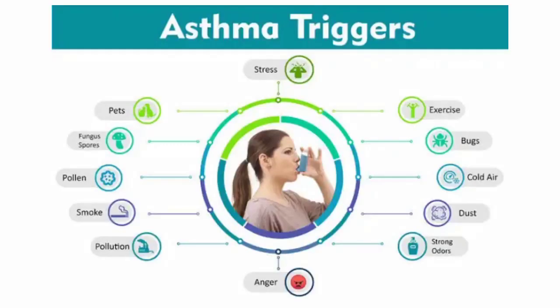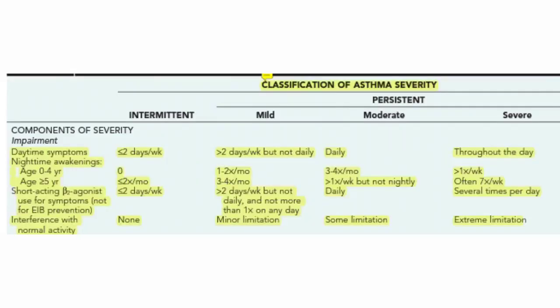The triggers shown in this picture are pets, fungus, sponge, pollen, smoke, pollution, anger, strong odor, dust, cold air, bugs, exercise and stress. So these should be managed, as I have told.